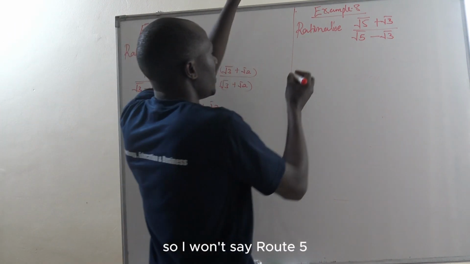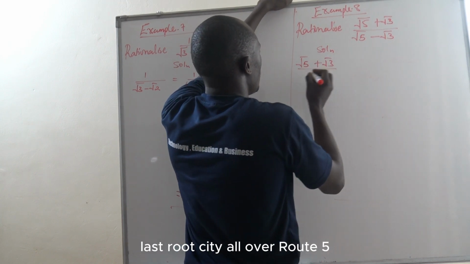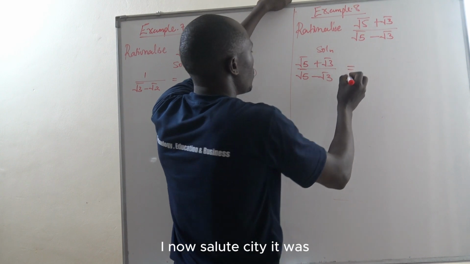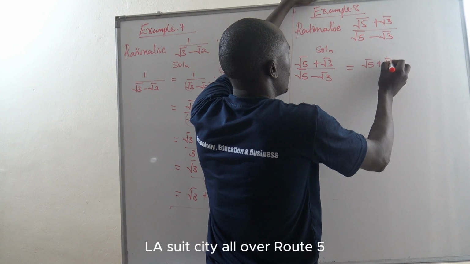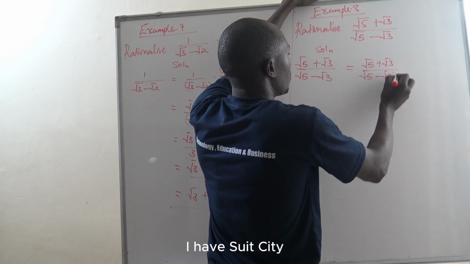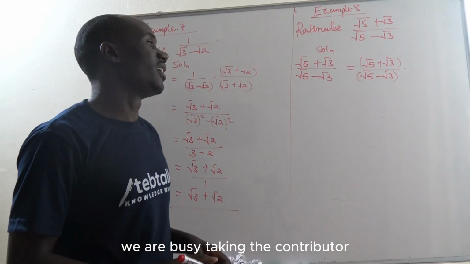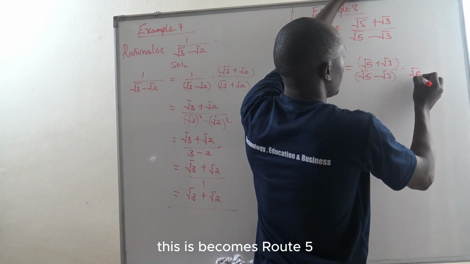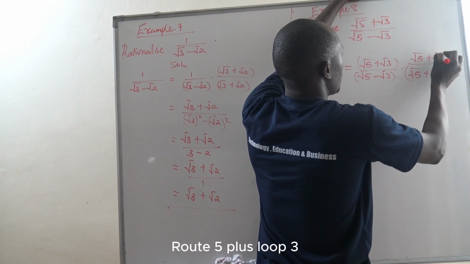So we're going to say root 5 plus root 3 all over root 5 minus root 3 equals, this is root 5 plus root 3 all over root 5 minus root 3. We are now taking the conjugate. We are busy taking the conjugate on this. This becomes root 5. What you do down, also do it up: root 5 plus root 3.